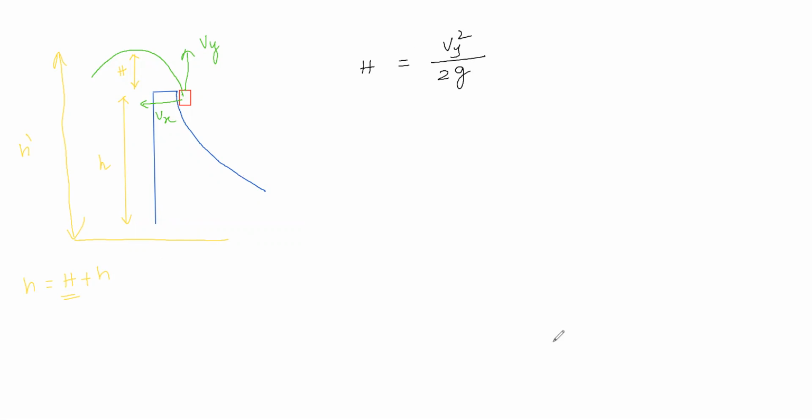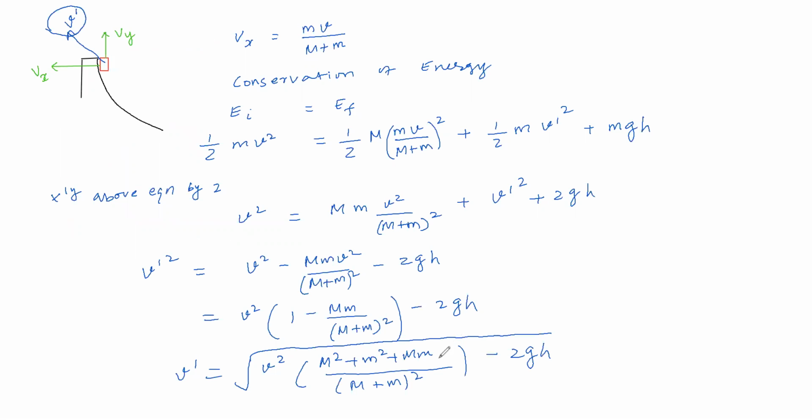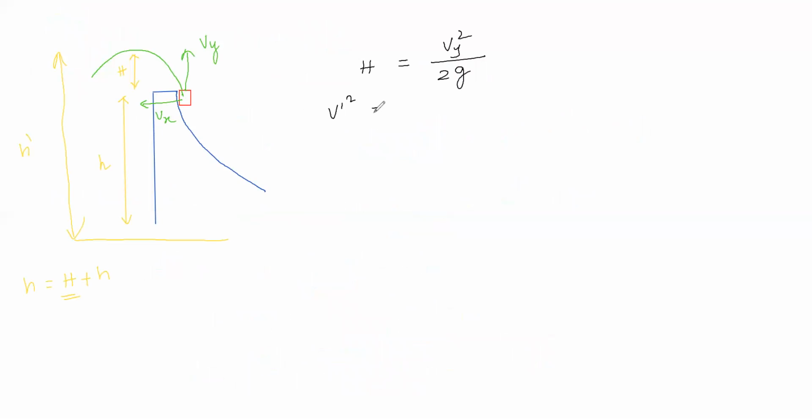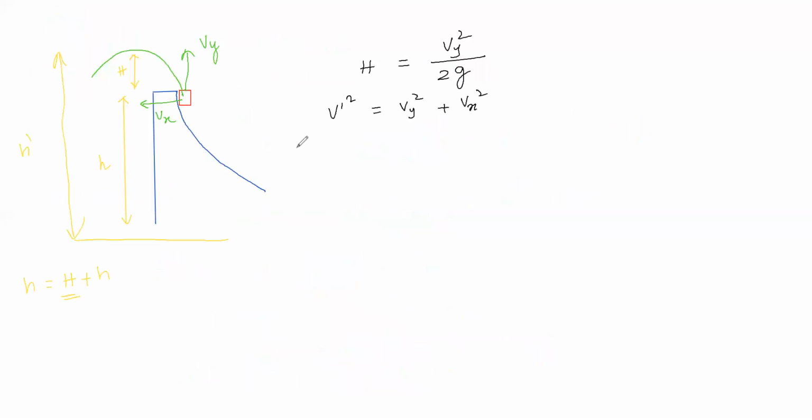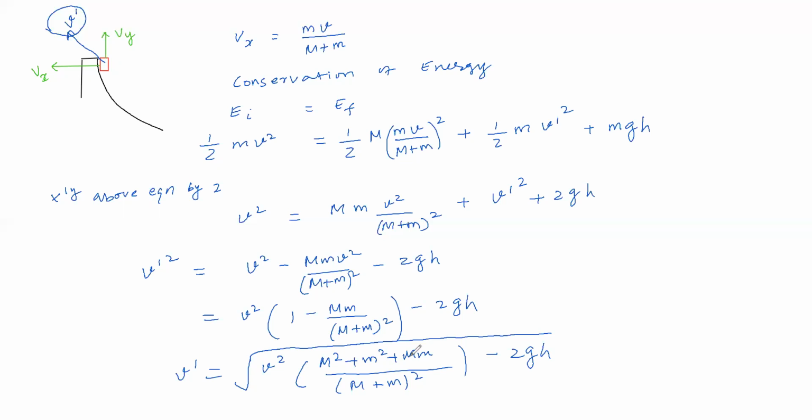To find the vertical component velocity, we already know the complete velocity. From this we can get the vertical velocity: total velocity square is equal to vertical component velocity square plus x component velocity square. Now let us substitute the total velocity here. By squaring this one, we are getting (M square plus small m square plus Mm) divided by (M plus m) whole square, into v square. This is the total velocity square.